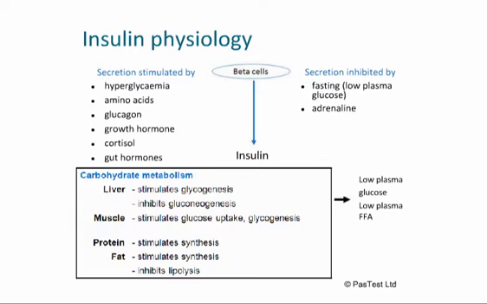This is a slide on insulin physiology. On your left-hand side are stimulant factors such as high glucose, glucagon and the gut hormones. On the right-hand side are inhibiting factors such as hypoglycemia. Please note that insulin behaves as an anabolic hormone and stimulates glycogenesis in the liver and muscle and inhibits fat lipolysis.